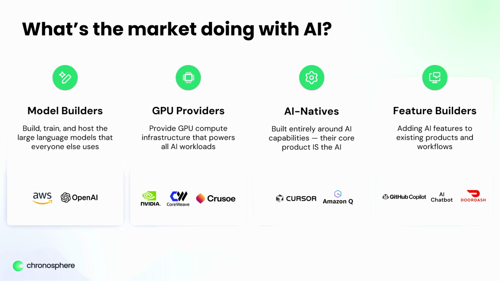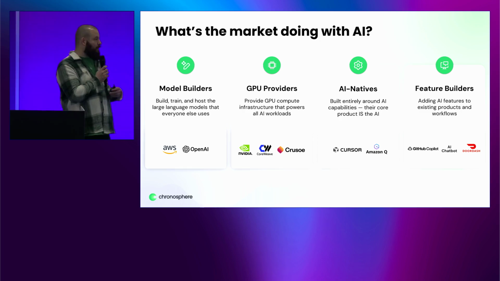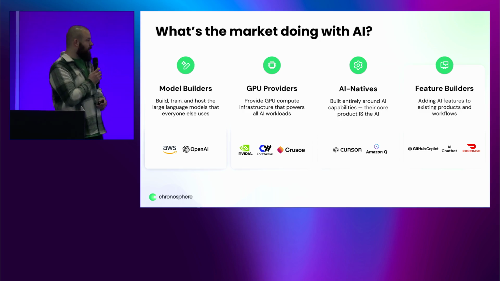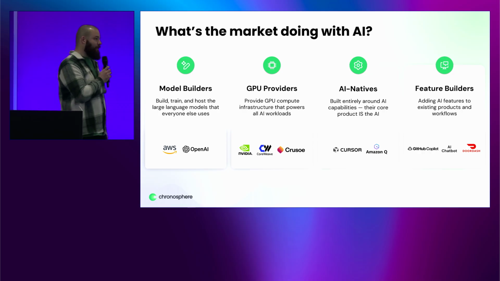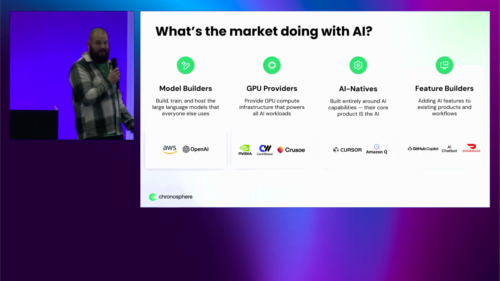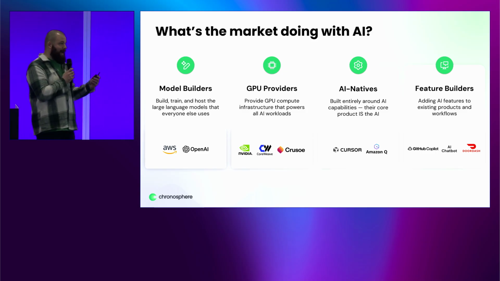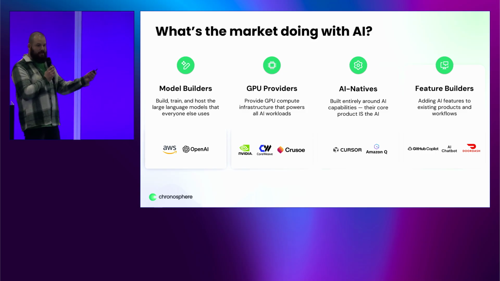First, before we get into the use cases themselves, we're going to overview what we're seeing from a market perspective. We've broken the market down into 4 core buckets. We're seeing model builders. These are people who are building foundation models that everyone else is building on top of and consuming. GPU providers who are tailoring GPU infrastructure around AI inference, model training, and fine-tuning use cases. AI natives who are building products from the ground up around AI technology. And then our feature builders who have existing products and capabilities where they're adding AI functionality into those existing product lines.